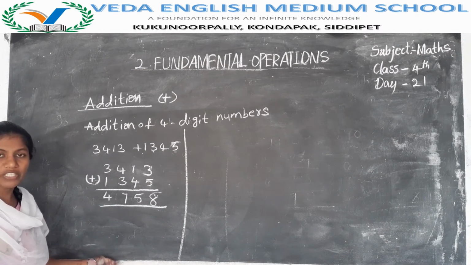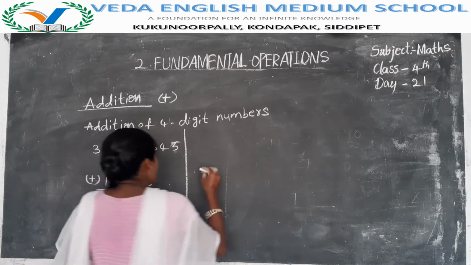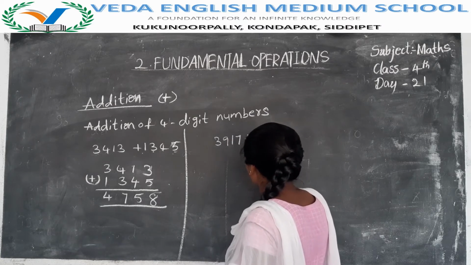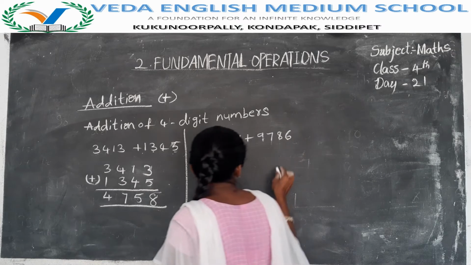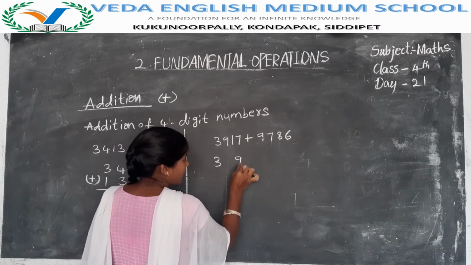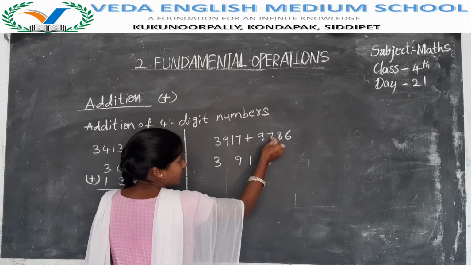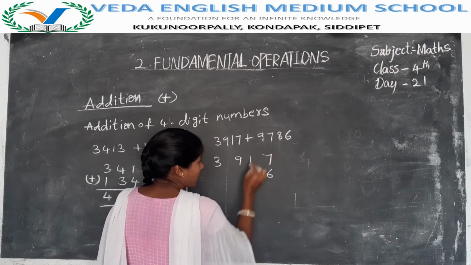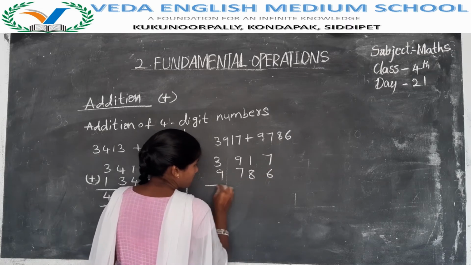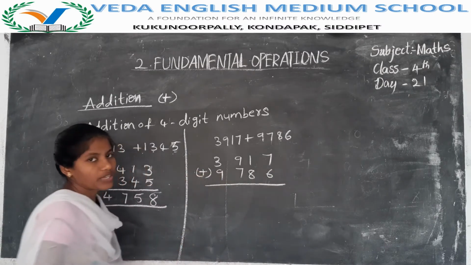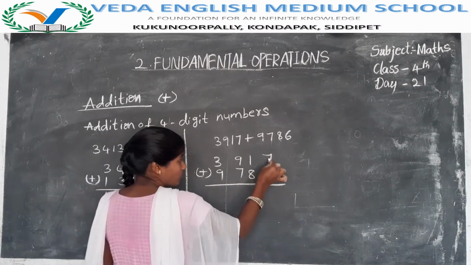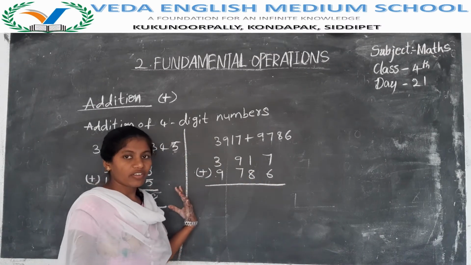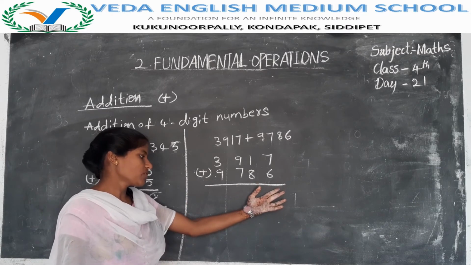Addition of 4 digit numbers without regrouping, without carry. Regrouping means carry. Next, addition of 4 digit numbers with carry. Now write 3917. Next 9,786. So you have to start from right side to left side. Write the plus symbol. Now count the place values: ones, tens, hundreds, thousands. We got 4 digit numbers. Now add. From the ones place onwards you have to start the addition.